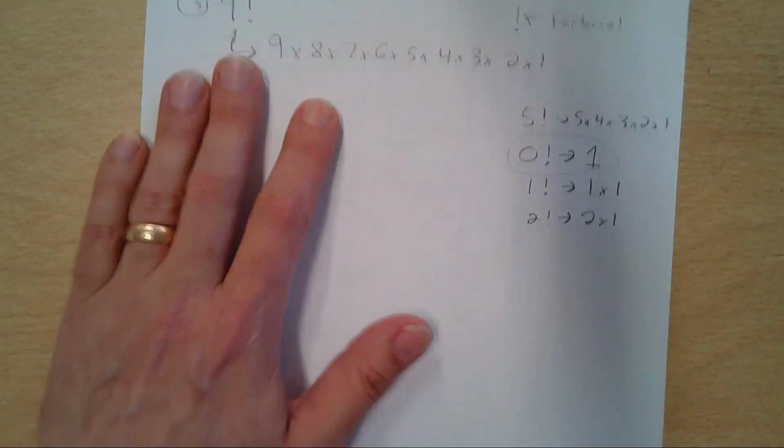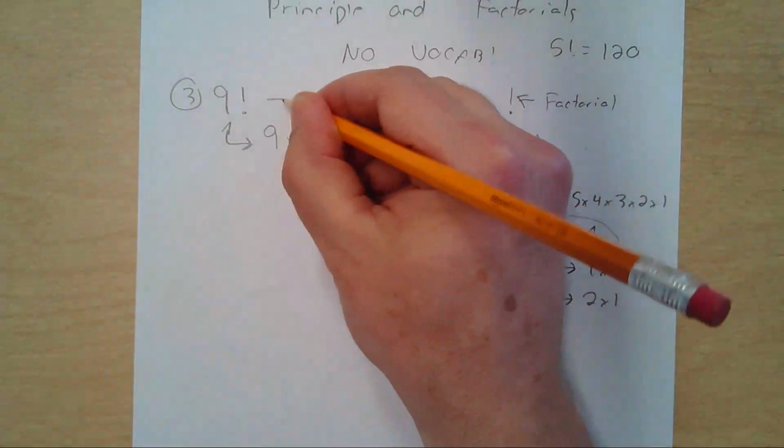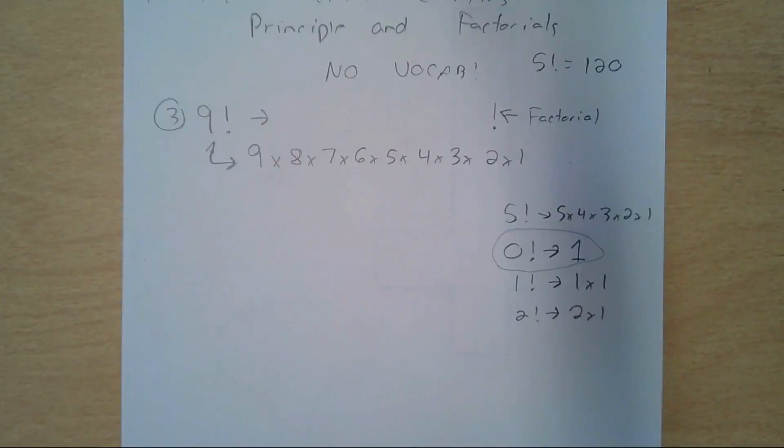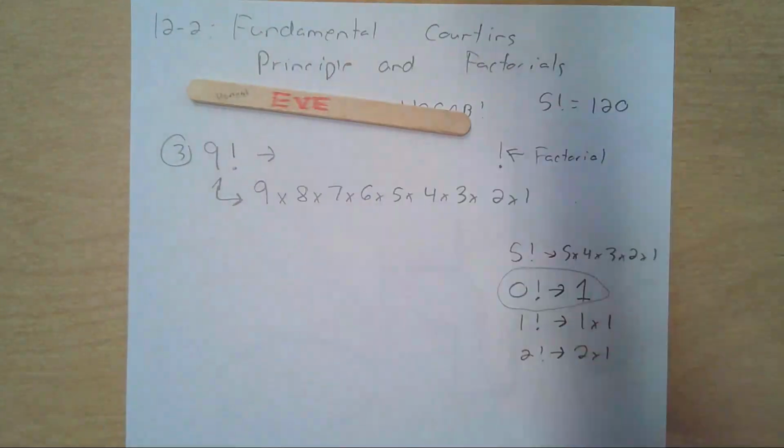So number 3 says 9 factorial. I suppose on your own. Go ahead, figure out what 9 factorial is. Whoa. Eve, what did you come up with?